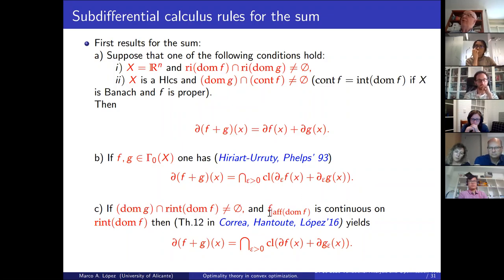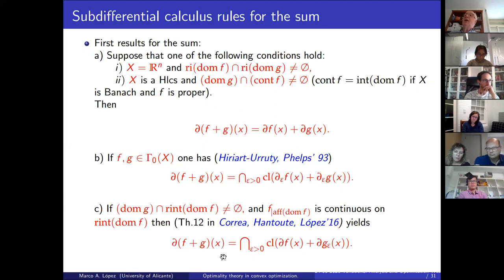And this function f, restricted to the affine hull of the effective domain, is continuous on the relative interior of the domain. I'm confining to the affine hull of the effective domain, and f is required to be continuous there. Then I have this asymmetric formula.